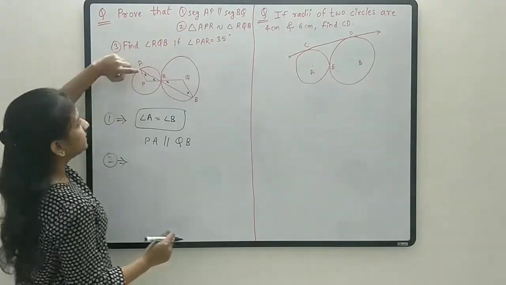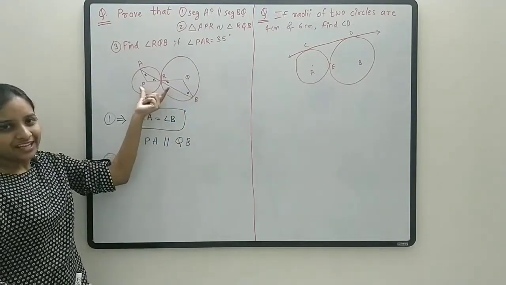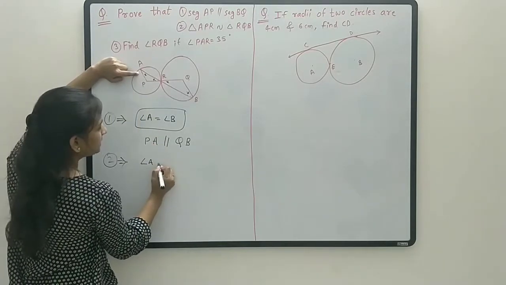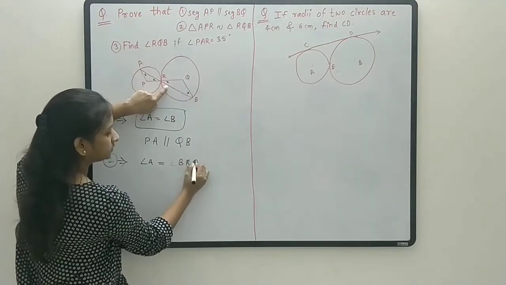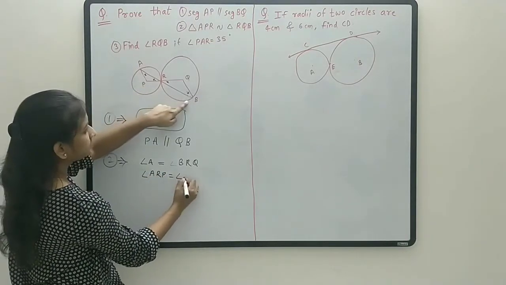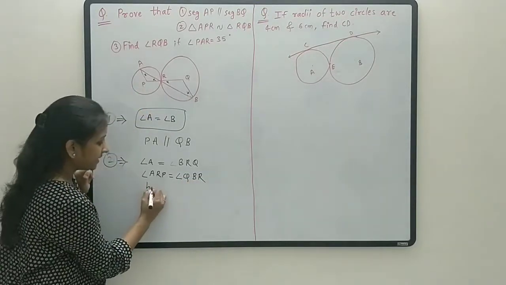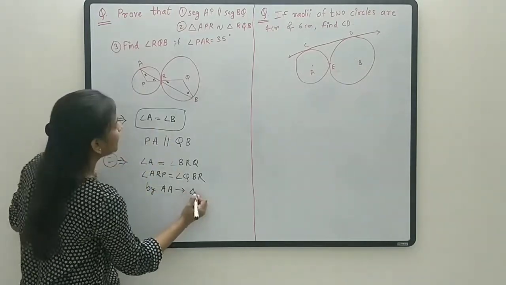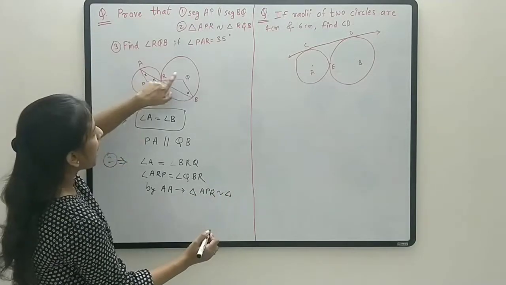Let's prove this: triangle APR is similar to triangle RQB. See here in these two triangles, angle A is equal to the angle R. Fine. So we can write BRQ. This angle ARP is equal to angle QBR. Fine. Two angles are equal. By the AA test we can say the two triangles are similar, right? So we can say triangle APR is similar to triangle RQB.